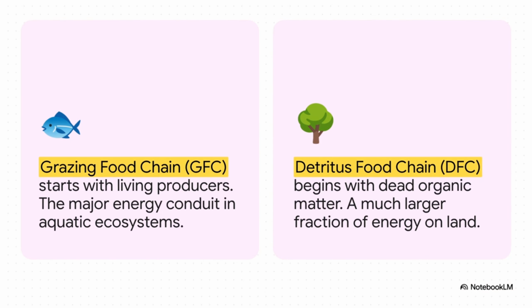So we've kind of touched on these two energy paths. There's the grazing food chain, the GFC, which is the one we all learned about in school. A goat eats grass, a wolf feeds the goat, and so on. It starts with living plants. Then there's the detritus food chain, the DFC, which starts with dead stuff. And here's the key difference. In water, in aquatic systems, that grazing chain is the main event. But on land, a much, much bigger chunk of energy flows through the decomposers in the detritus chain.